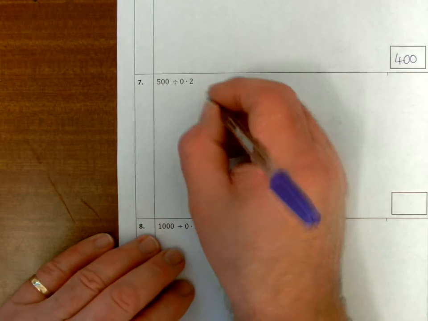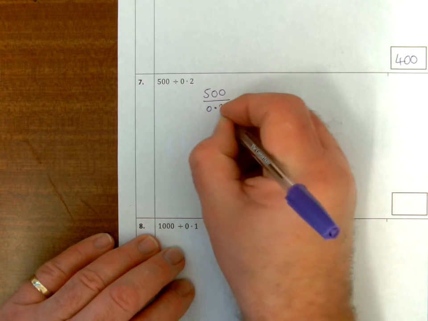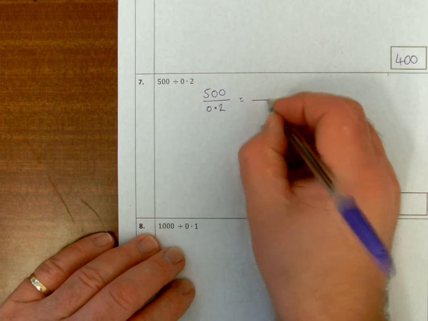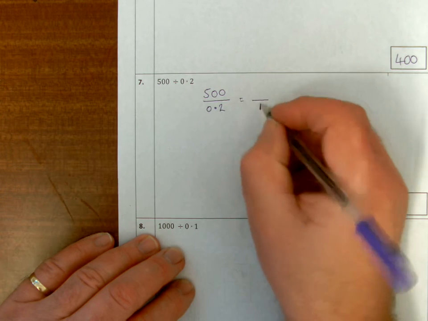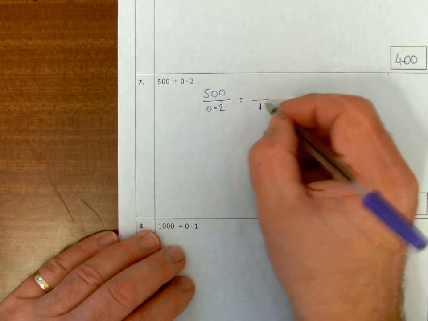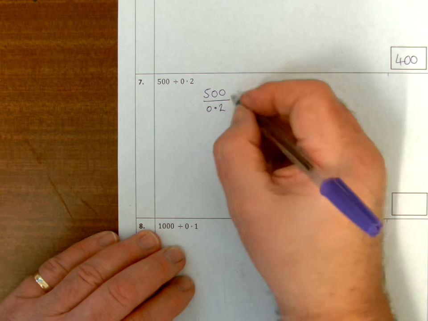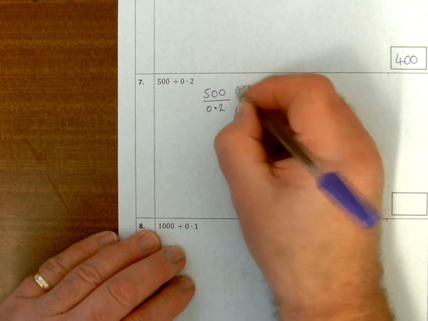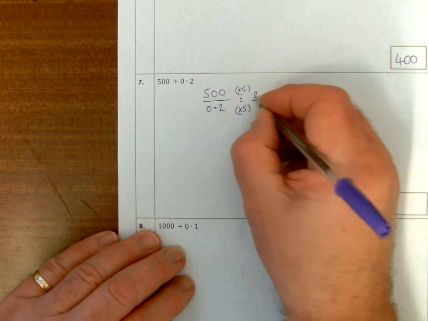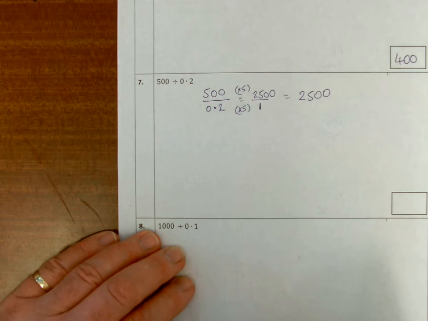Right, 500 divided by 0.2. So what do I have to multiply 0.2 by to make 1? Well, 0.2, 5 of them will make 1, so I need to multiply by 5. So I multiply the top by 5. So 5 fives are 25, and there's 2 noughts, 2 5 naught naught. The answer is 2500.